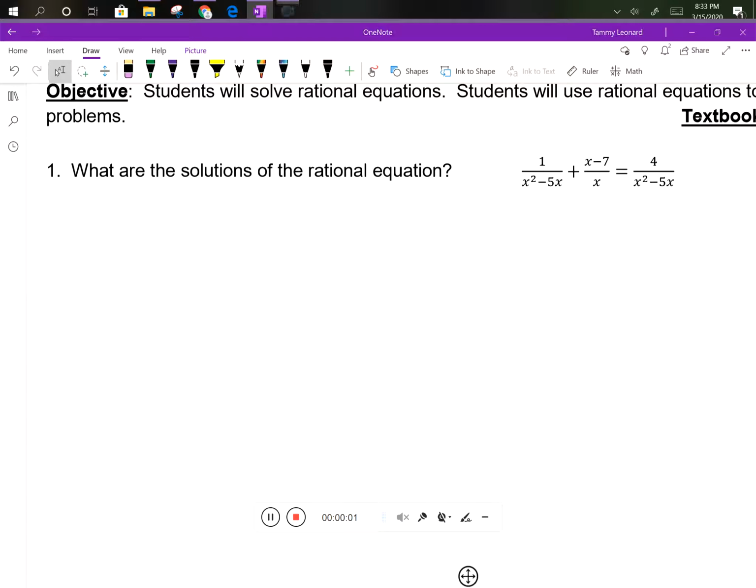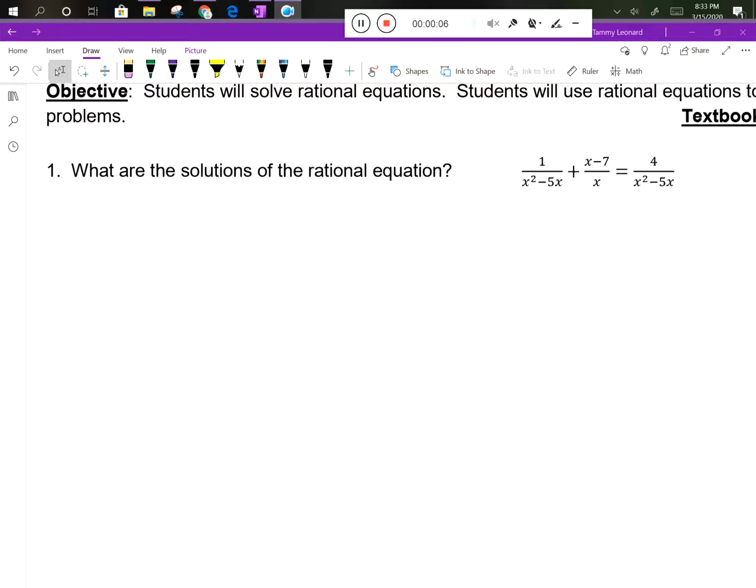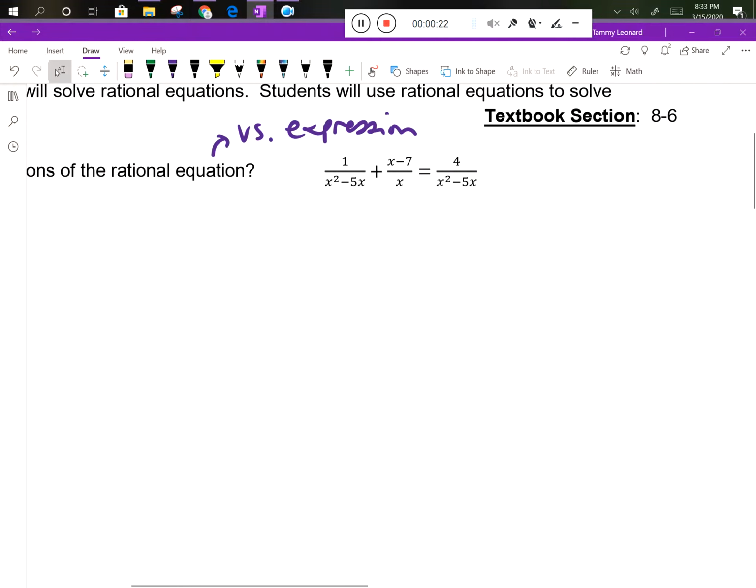Today we're moving from just working with expressions to actually starting to work with solving equations. So we're asked in this first problem to find the solutions of this rational equation. Now, the approach is a little bit different when I have an equation versus an expression. When I have an expression, I have to deal with the problem as it is. There's no do this thing to both sides. We just have to deal with it.